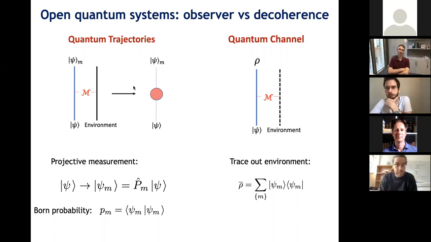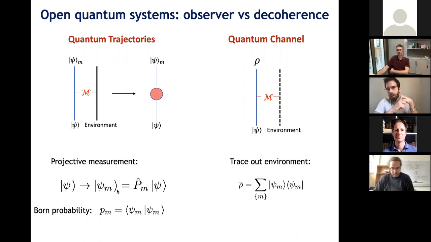When you learn about measurements, you might have seen two different perspectives. One perspective is that of quantum trajectories. It's where you imagine that you have a system and you have your observer. When you measure, you have a wave function, and after measurement, what you get is a new wave function, which is projected on the measurement outcomes. And this occurs with a Born probability, where I haven't normalized my wave function, so it's just the norm of that wave function. Then you do another measurement, and you keep doing this. In this quantum trajectory picture, you have multiple universes with different outcomes of the measurement, which give you different wave functions. And your wave function always remains a pure state.